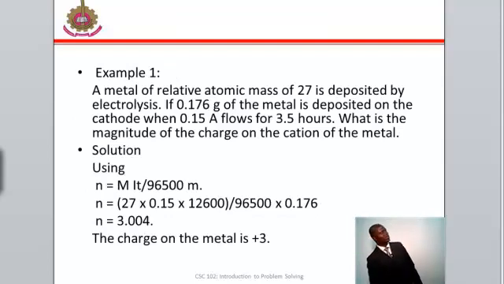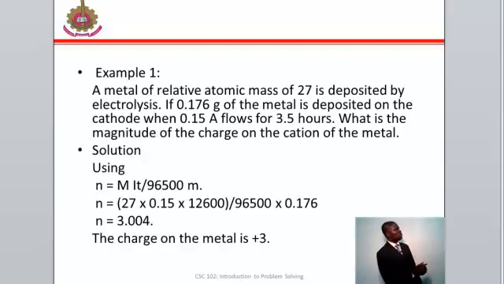Let's take a look at one example. A metal with atomic mass of 27 is deposited by electrolysis. If 0.17 g of the metal is deposited on the cathode when 0.15 amperes flow for 3.5 hours, what is the magnitude of the charge on the ion of the metal?